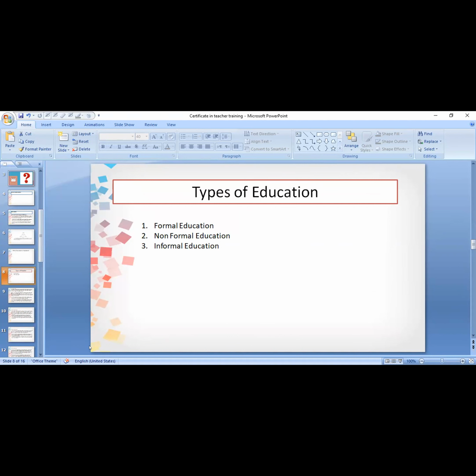All right. I want you to predict what these types will be. Obviously, I'm sure that you are not very much aware about these terminologies, okay? But I want you to predict. Now, with this name, you can identify, right? Formal, non-formal, informal. So what can you say about all these 3 types of education? It doesn't matter if it is correct or not, just share your ideas. What do you think? What are your predictions?